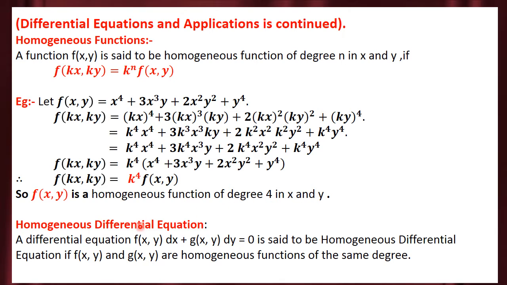Now the homogeneous differential equation is the differential equation containing the homogeneous functions of x and y of the same degree. Let us see the form. The general form of the homogeneous differential equation is f of x, y dx plus g of x, y dy is equal to 0. And here this is homogeneous if f of x, y and g of x, y are homogeneous functions of the same degree.